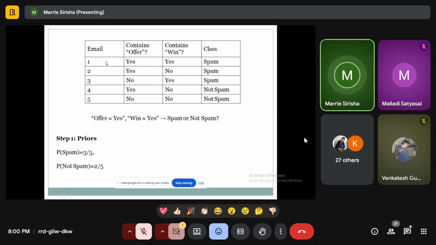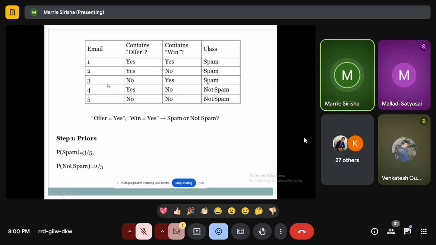సో నేను ఫస్ట్ మెయిల్లో నాకు ఏమేం వర్డ్స్ ఉన్నాయి? ఆఫర్ ఉందా? ఎస్. విన్ అని ఉందా? ఎస్. దెన్ ఇట్ ఇస్ స్పామ్. యు ఆర్ క్లాసిఫైయింగ్ ఇట్ అస్ స్పామ్. నెక్స్ట్ ఇంకొక మెయిల్, సెకండ్ మెయిల్లో నాకు ఆఫర్ అని ఉంది బట్ విన్ లేదు, సో నో, స్టిల్ ఇట్ ఇస్ అ స్పామ్.